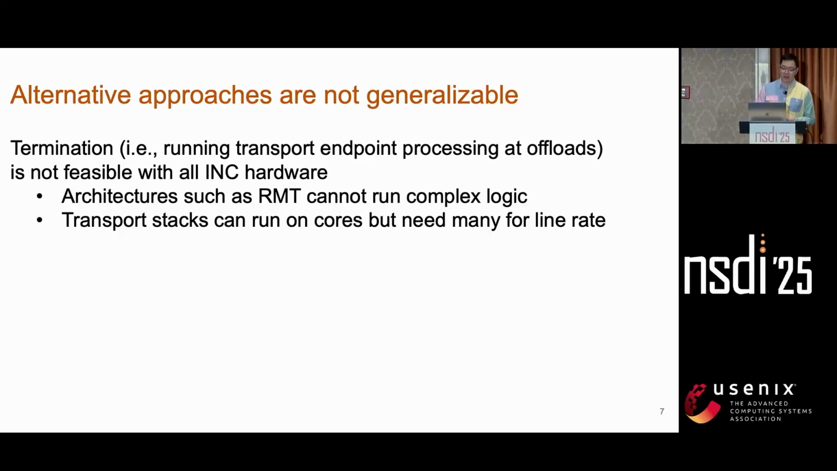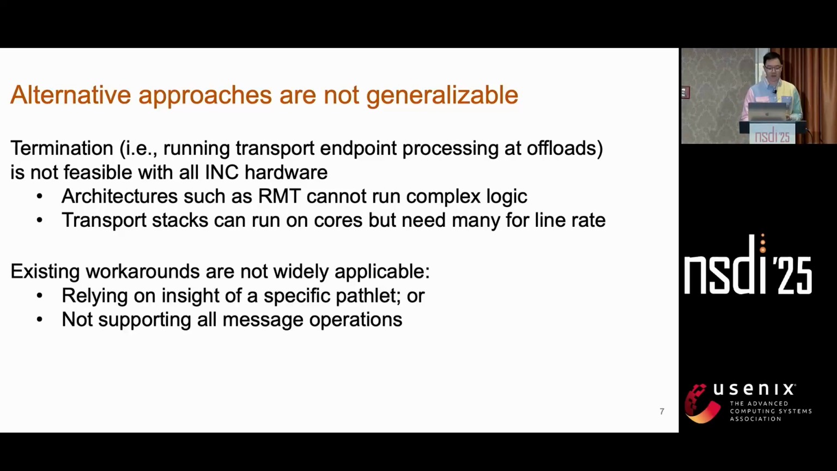To make the matter worse, existing approaches are not generalizable. Running transport endpoint processing at pathlets, that is, the pathlet is both the receiver and then the sender, is not feasible with all INC hardware. Reconfigurable match action table is an example architecture that cannot run transport processing. Also, on the wimpy core architecture, you can run the transport, but need a lot of cores to achieve the line rate. Many INC-enabled applications have proposed workarounds that are not widely applicable. Some have made existing transports work by relying on specific insight about the pathlet processing. Others do not support all message operations.